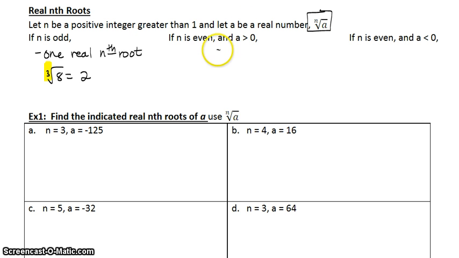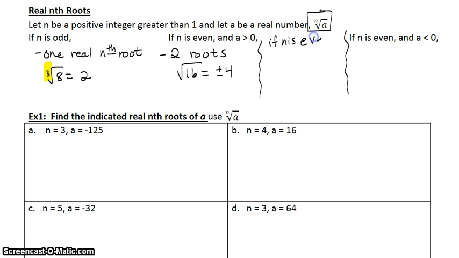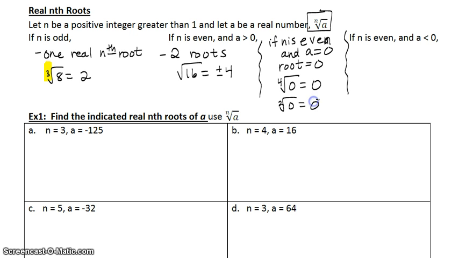All right, now if that index is even and the number underneath is greater than 0, there will be two real roots. For example, the square root of 16, the roots are positive or negative 4. There's one thing we're going to add in the middle here that wasn't on your original sheet. If n is even and a is equal to 0, then the root is 0. So here's what this means. This makes sense if I write this out. For example, no matter what, the fourth root of 0 is 0, the square root of 0 is 0. Any root of 0 is equal to 0.